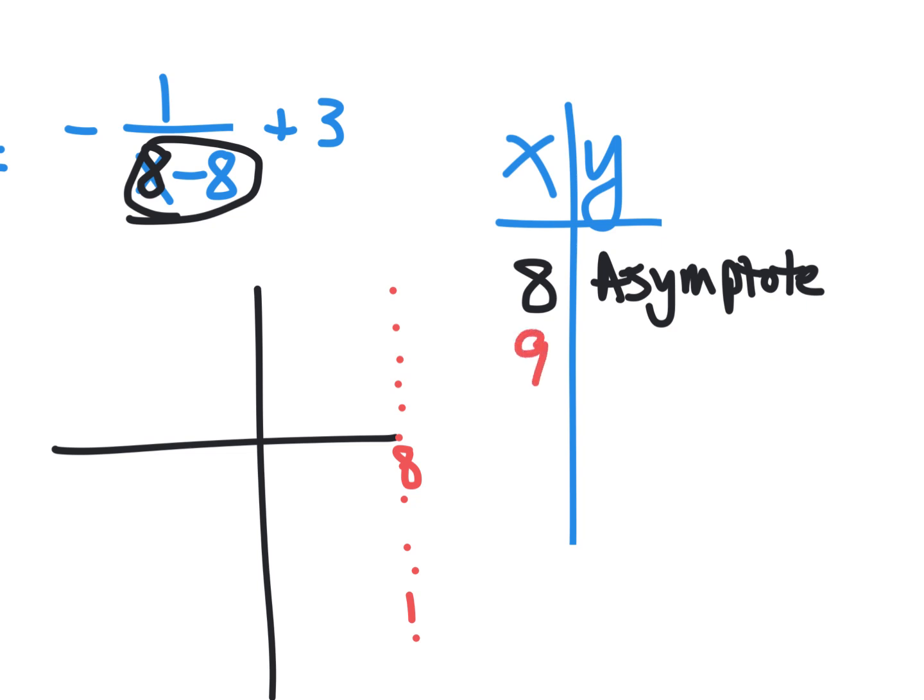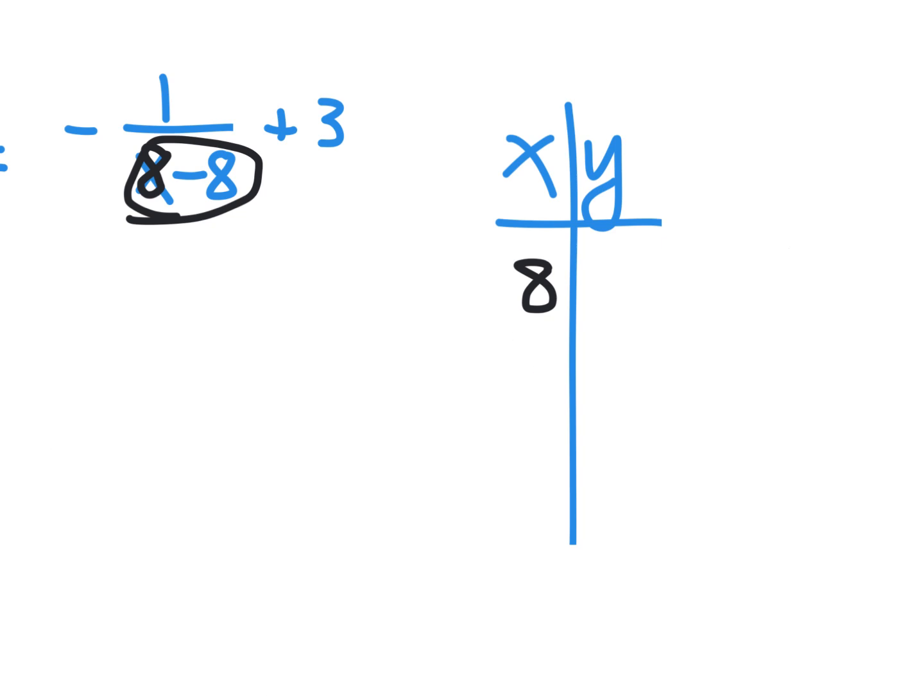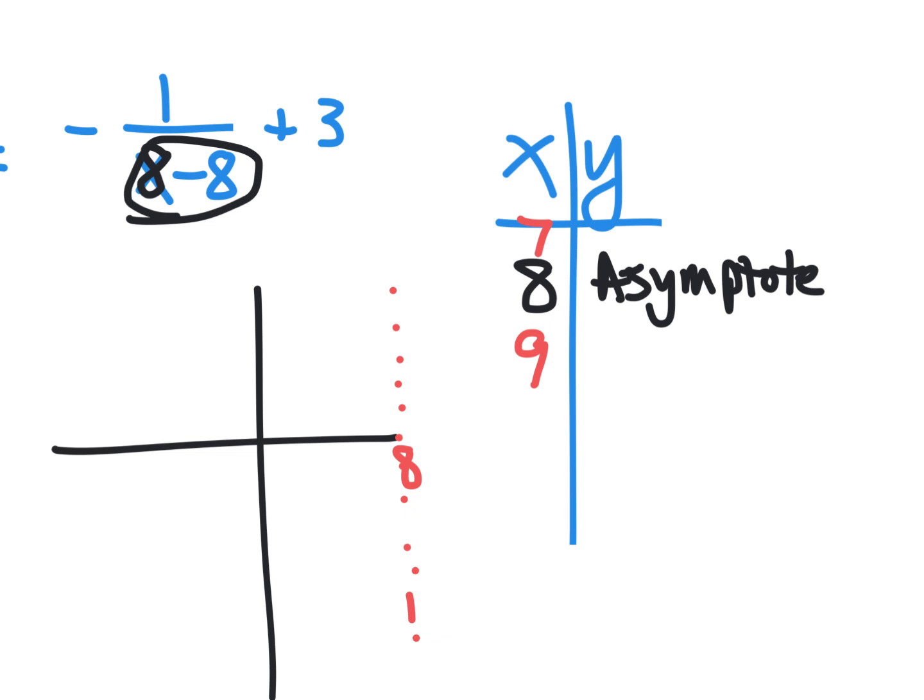So I'm going to try 9. And then something else near 8, which would be probably 7. And maybe 10.